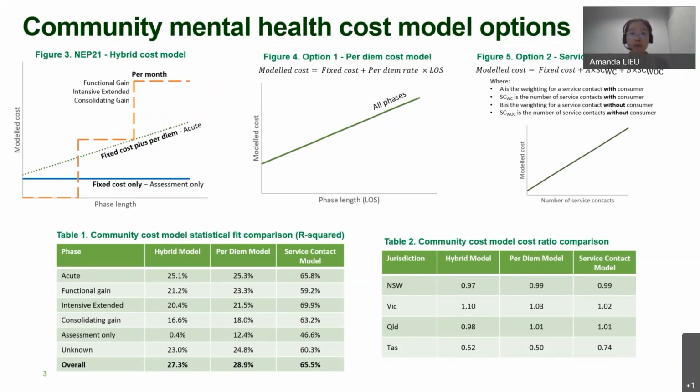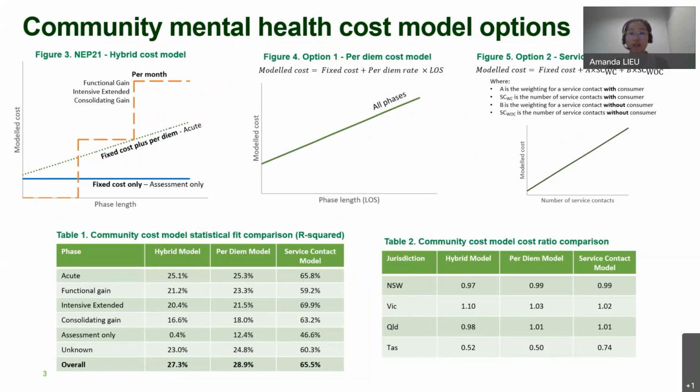For 2022, there were 2 alternative model structures considered for pricing community mental health. The first was a per diem cost model, where the model cost is a fixed cost plus a per diem rate based on the length of stay. This is for all phases of care. And the second option was a service contact model based on the number of service contacts per phase.